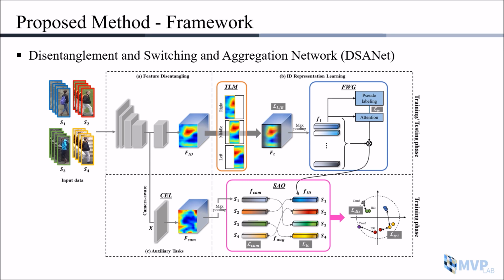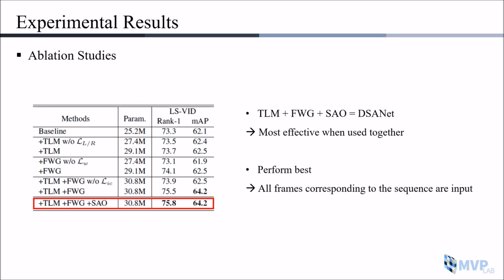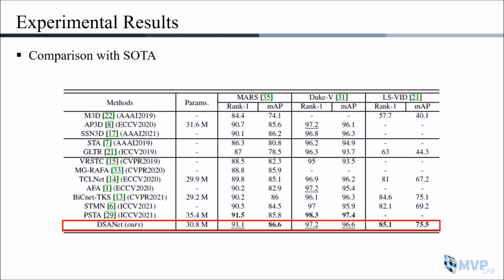The series of processes learn end-to-end, and each component works cooperatively to extract robust and discriminative features. DSANet's components are most effective when used together, and perform best when all frames corresponding to the sequence are input. On 3 video re-ID datasets, our proposed method obtains reasonable performance with a lightweight network.